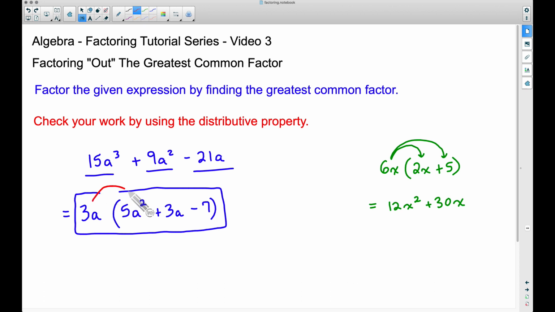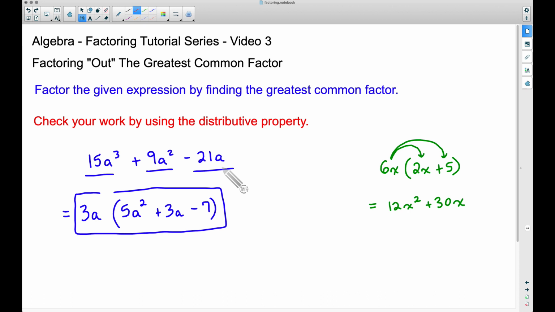3a times 5a squared: 3 times 5 gives you 15. This is a to the first times a squared. Add your exponents, you get a cubed. So right there, our first term's good. 3a times 3a, well, 3 times 3 is 9. A to the first times a to the first, add your exponents, that's a squared. And then finally, 3a times negative 7. 3 times negative 7 is negative 21, and this a times no more a's gives us that single a there. I hope that makes sense.